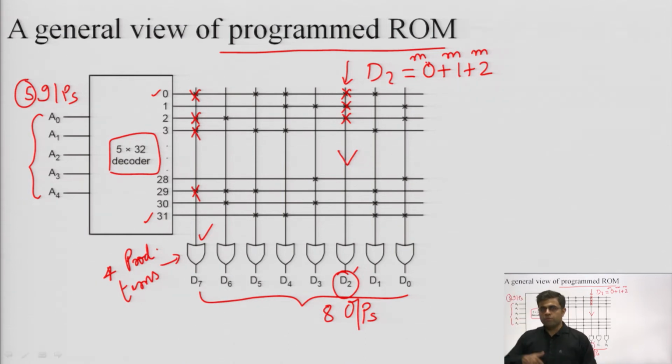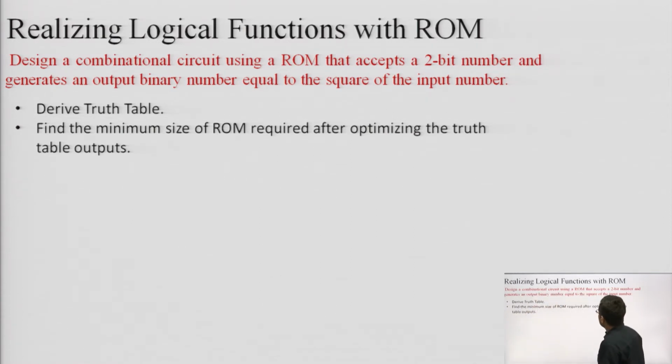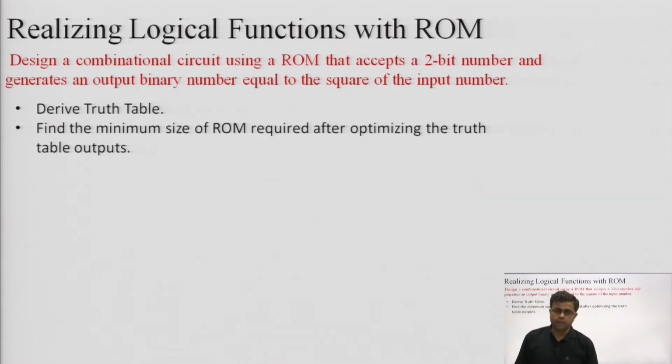To have further clarity into the programming details of the ROM, now we will prepare a separate circuit from scratch. Let us say this is the question provided to us, which says: design a combinational circuit using a ROM that accepts a 2-bit number and generates an output number equal to the square of the input number. Okay. So we have to check what kind of connections are to be there, and first of all we have to choose the decoder size.